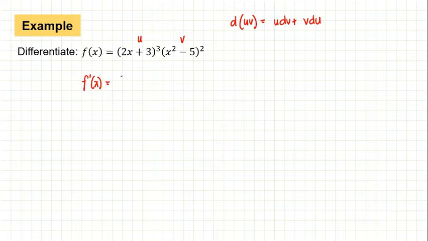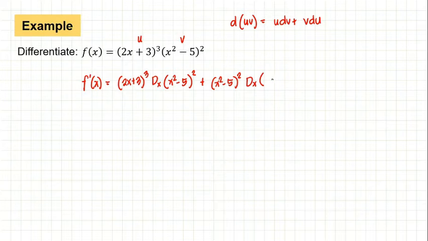So using the product rule, we have f prime of x equal to our u, so that is 2x plus 3, you just copy the power of 3, times the derivative of x squared minus 5 raised to the power of 2. Okay? Plus v, so that is x squared minus 5 raised to the power of 2 times the derivative of u, which is 2x plus 3 raised to the power of 3.